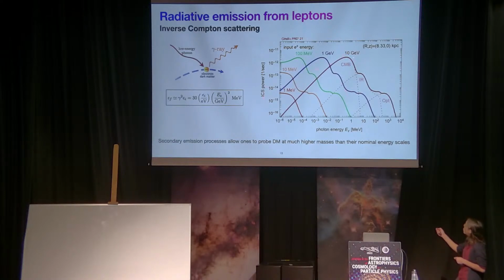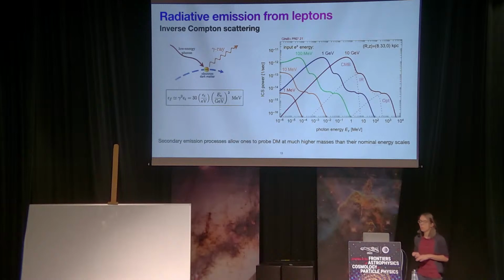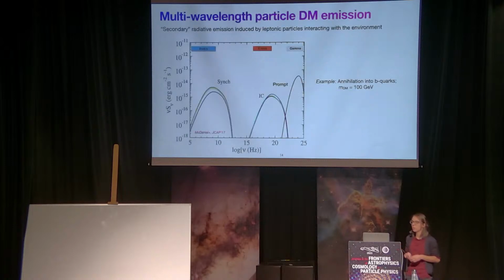And the same is if you go down in mass, if you take, for example, keV energies, then you can probe masses at the sub-GeV scale. So this can broaden a bit. So studying this secondary emission, the radiative emission from leptons, can help you broaden a bit the parameter space that you can probe with different observables.